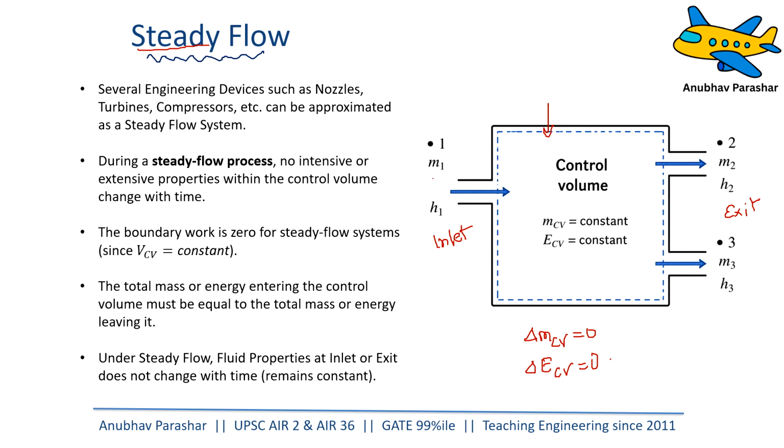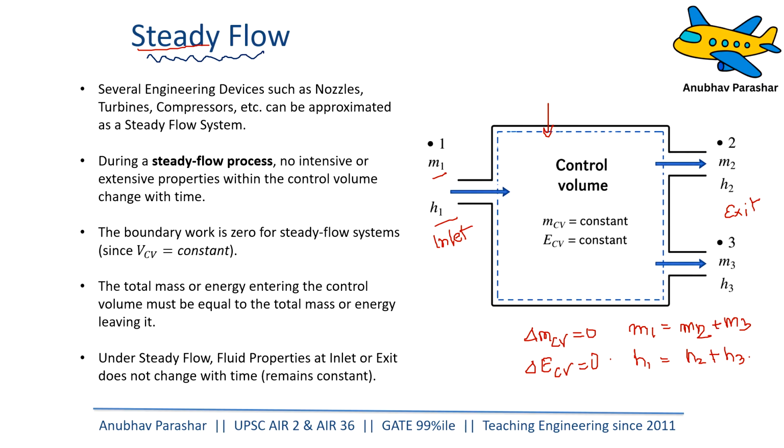If the mass flow rate at inlet is m1 and enthalpy is h1, it is not going to change with time. So if you see, this is a two exit case. If you conserve the mass, I can write m1 is equal to m2 plus m3, and m1h1 should be equal to m2h2 plus m3h3.